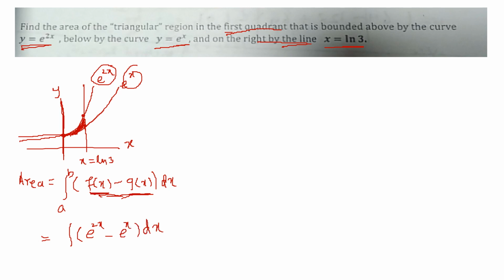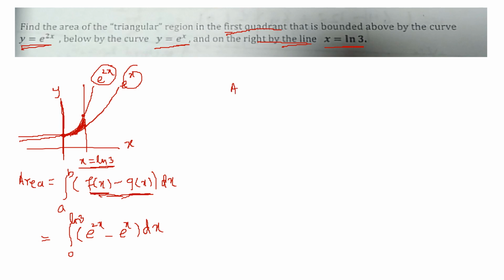Now come to the limits of integration. Here, if you see, we have the region in the first quadrant, and in the first quadrant x starts from 0, and the upper bound for x is ln of 3, that is the bound on the right-hand side. So our limits of integration are from 0 to ln of 3.